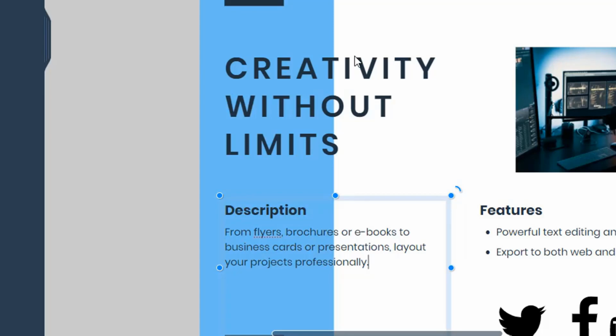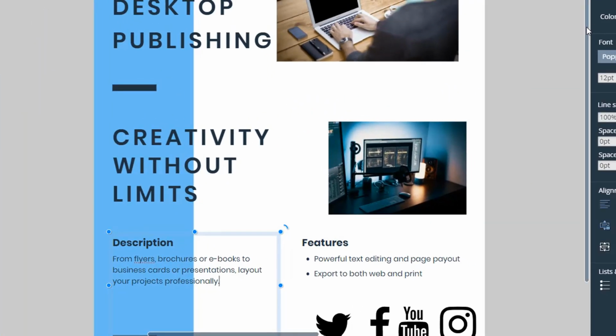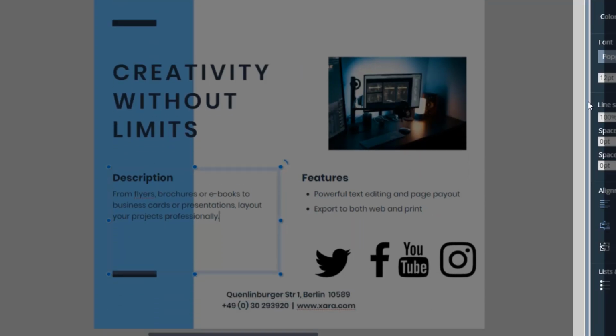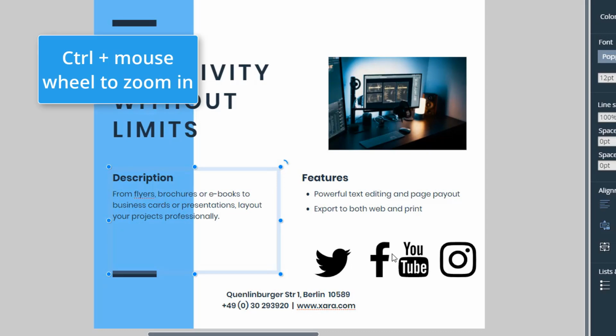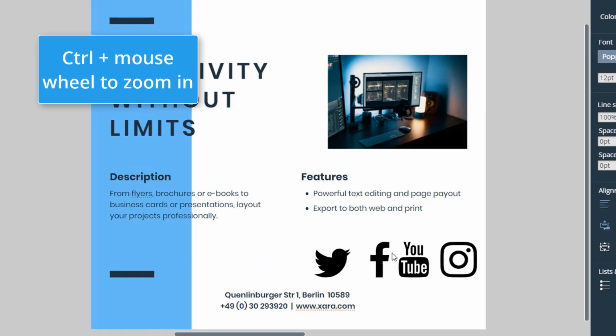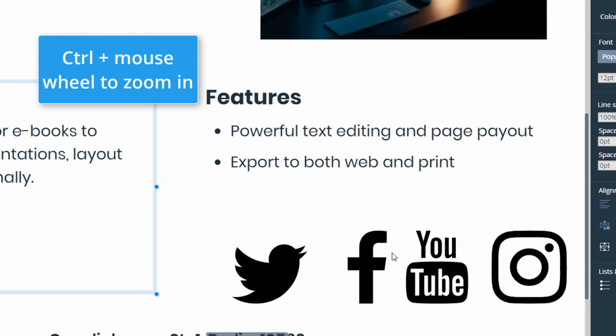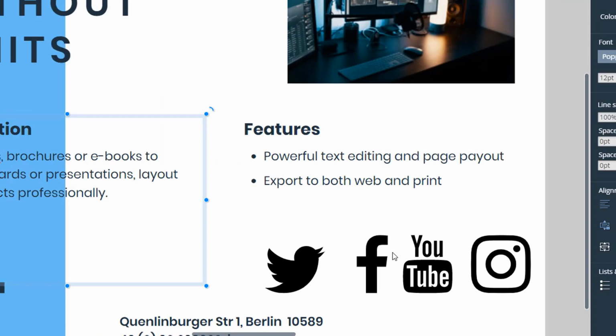Now, the next step I want to do is focus on these social media icons. So I'm going to use our scroll bars here to move down, and I want to zoom in a little bit. So I can hit Control, place a caret down here, and actually use the scroll wheel on my mouse that's going to zoom in for me. Makes it easier for us to edit.